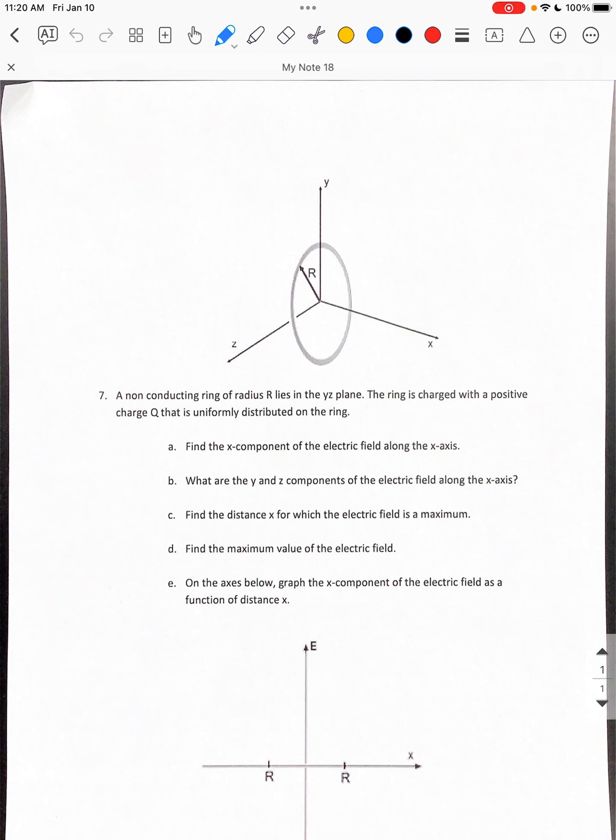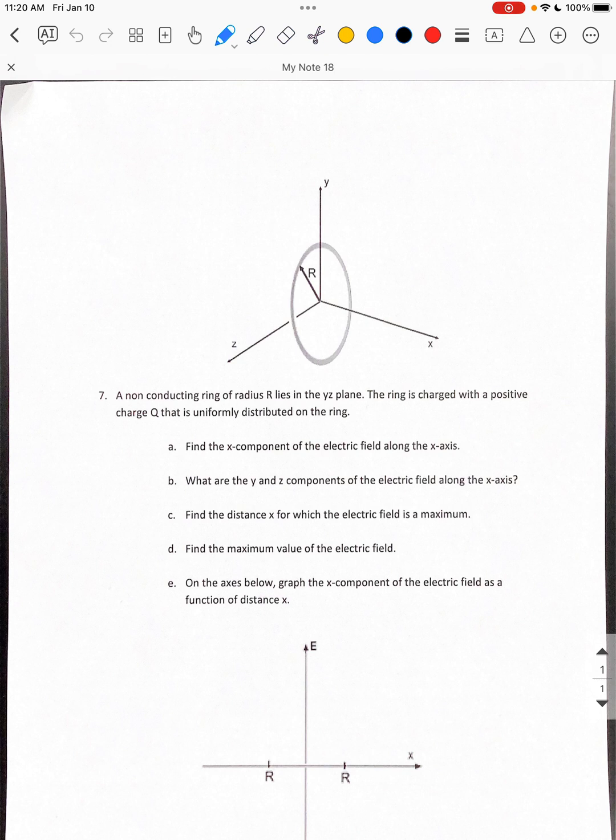So today we're talking about problem number 7 for continuous charge distribution. And here we have a non-conducting ring of radius r. The ring is charged with a positive charge and it is just uniformly distributed on the ring.